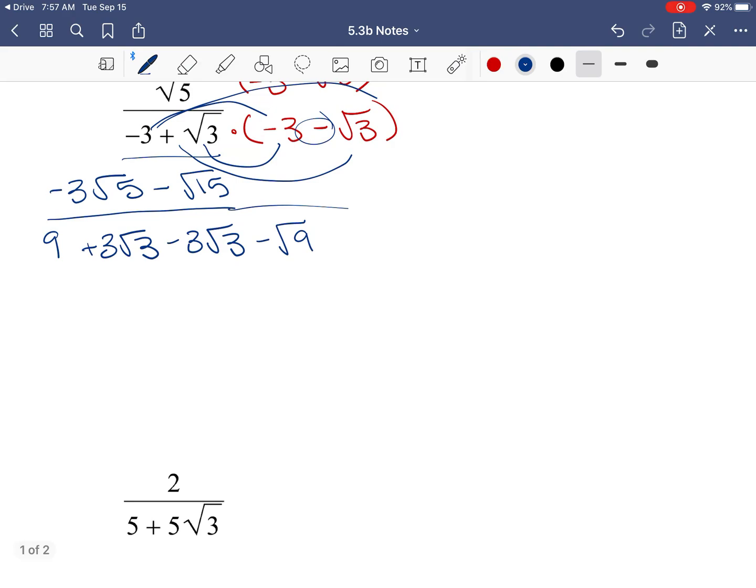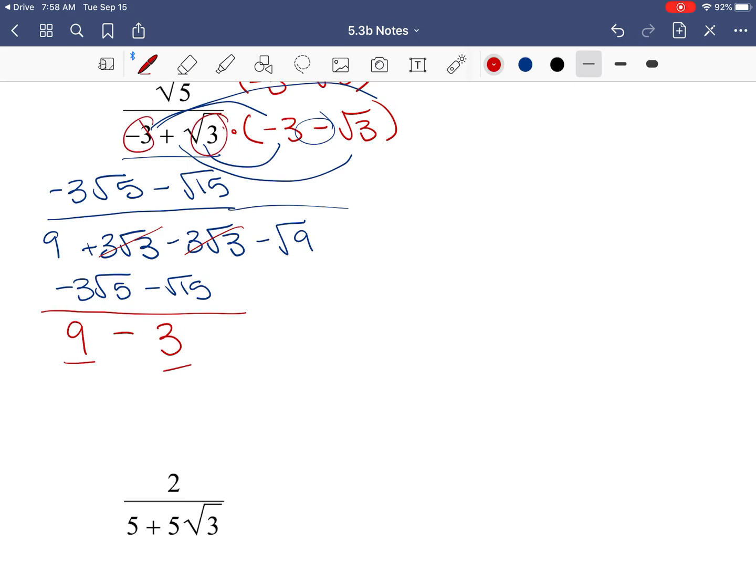So now if we're simplifying our denominator, we would just write our numerator, -3 root of 5 minus root of 15, can't simplify that. In our denominator, notice our middle terms go away, and we are just left with 9 minus root of 9, which is 3. And I want you to notice how 9 relates to this number and how 3 relates to that number. Again, there's a pattern.